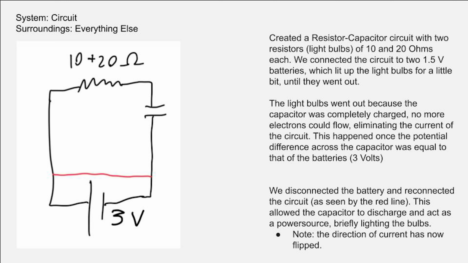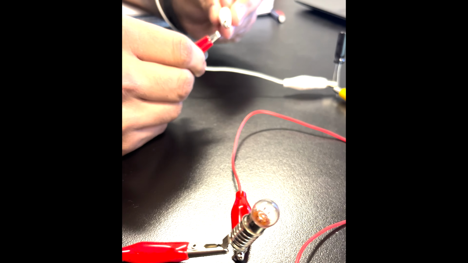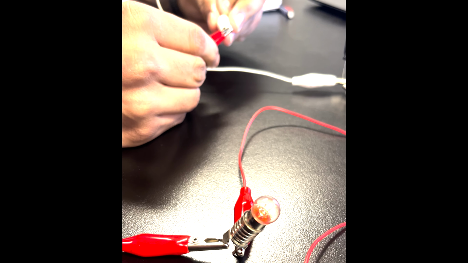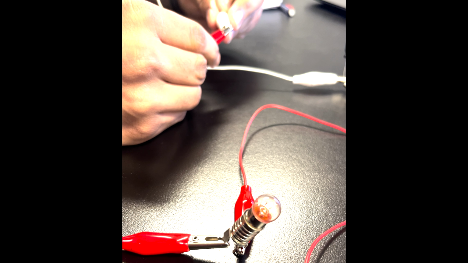We disconnected the battery and reconnected the circuit as seen by the red line in the diagram. This allowed the capacitor to discharge and act as a power source, which briefly illuminated the bulbs, but then of course they went out once the capacitor was fully discharged. Something to note is while the capacitor discharges, the current is flowing in the opposite direction.